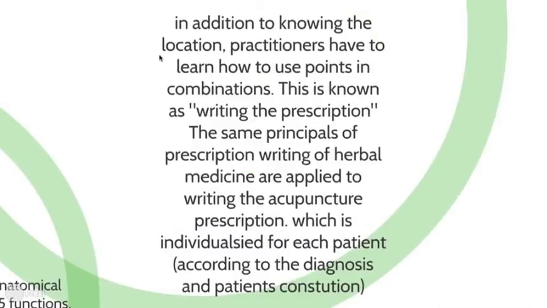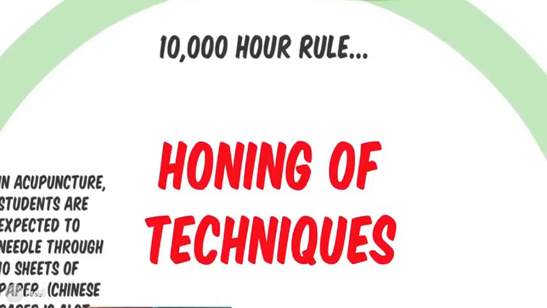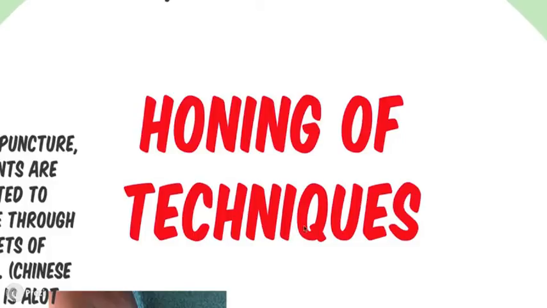In addition to knowing the location and the functions of the points, practitioners have to learn how to use the points in combinations. That's essentially called writing the prescription. The same principles of writing a prescription of herbal medicine are applied to writing the acupuncture prescription, which is why it's individualized for each patient, and why it can be quite tricky and complex for each person. So once we know all that information, we have to actually practice it and become good at doing it.